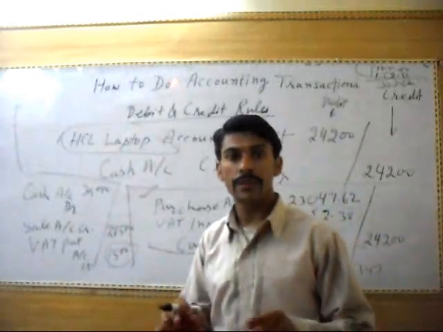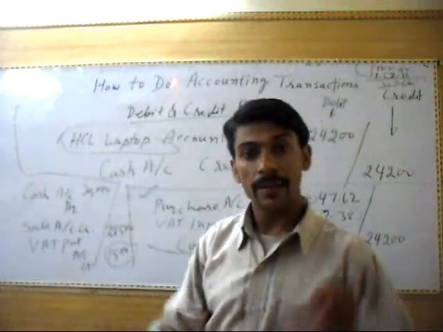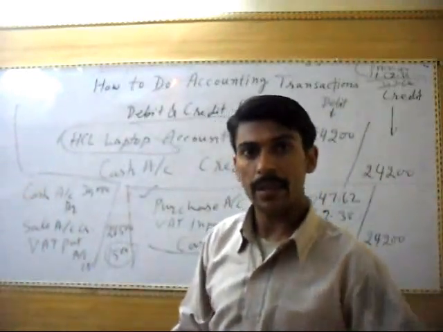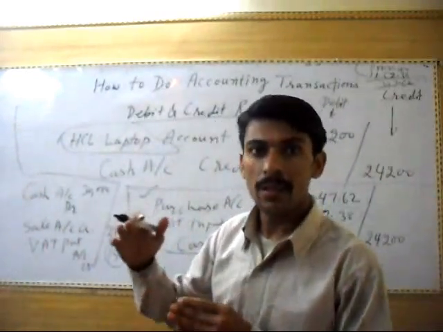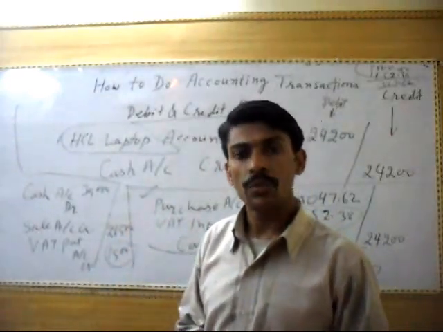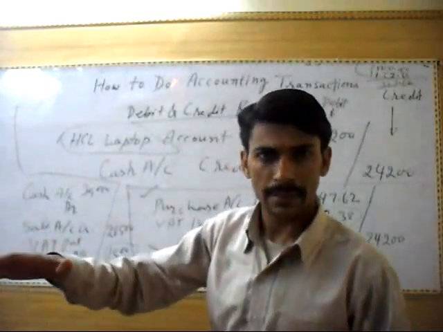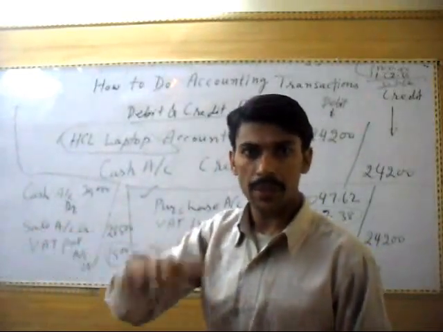So in this way we will decide whether this account will be debit and this account will be credit, and then we will pass the journal entry. So this way you can do accounting of all types of transactions. Okay, thank you very much.